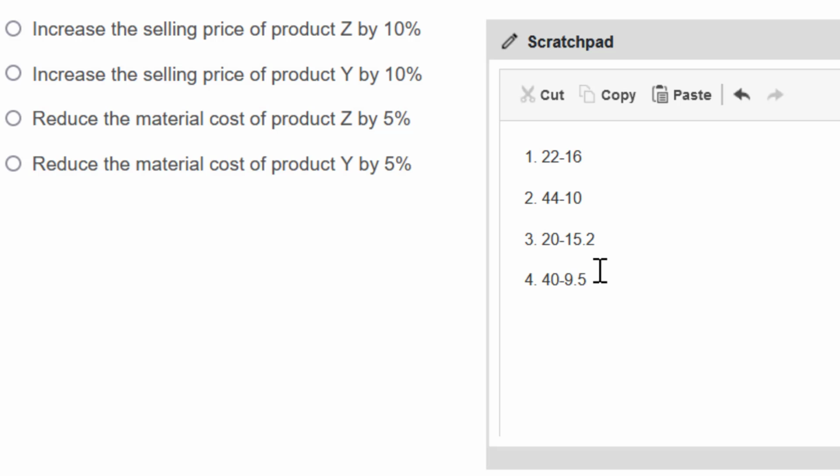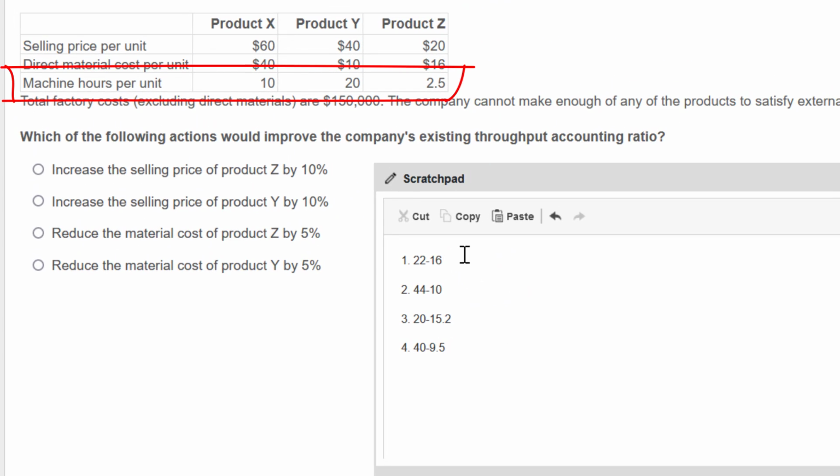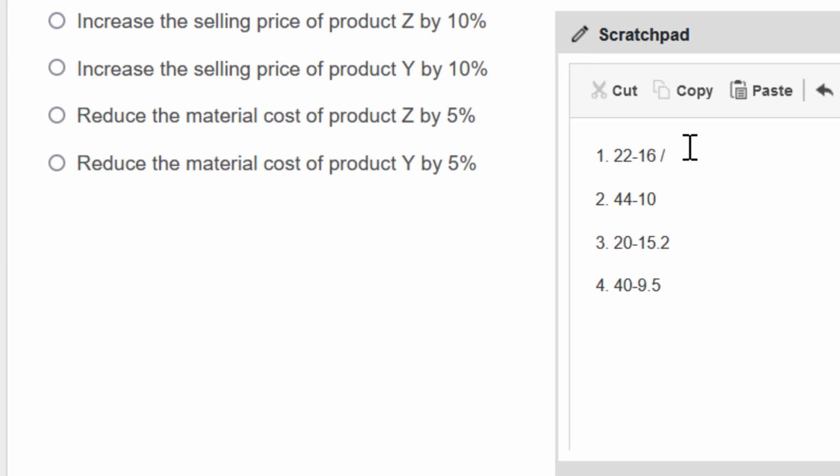So that would be the adjustment to the throughput contribution. But remember, we've got to divide all of that by the number of hours. Now, of course, we do the subtraction before we do the division. I'm not going to type in the brackets. You guys know what we're doing here. So Z has 2.5. Y has 20. 2.5 again. Divide by 20.